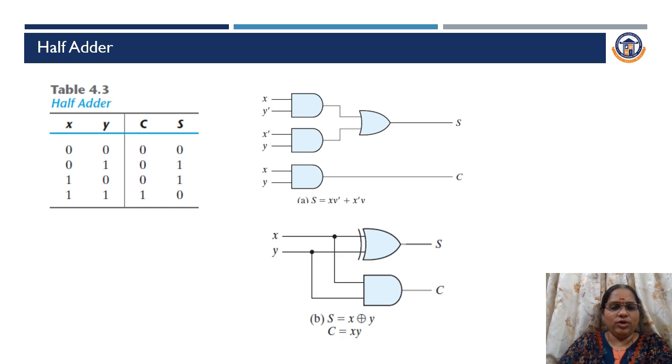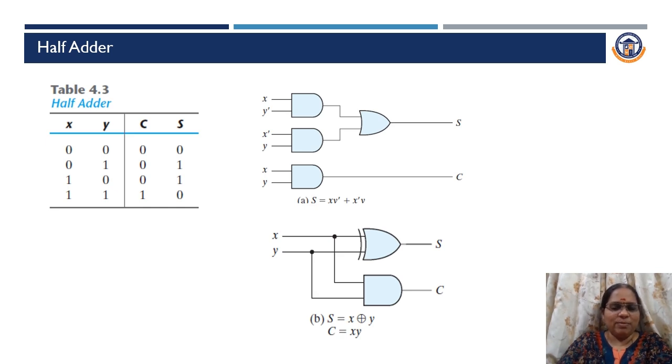So here we have 2 inputs and 2 outputs. The 2 outputs are sum and carry. The 2 inputs are the values which are to be added, x and y. Write all combinations: 0, 0, 0, 1, 1, 0, 1, 1. We'll have sum and carry. So based on this, we have two output variables, sum and carry.